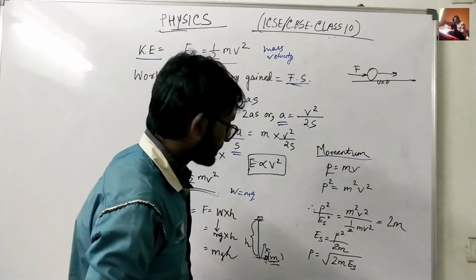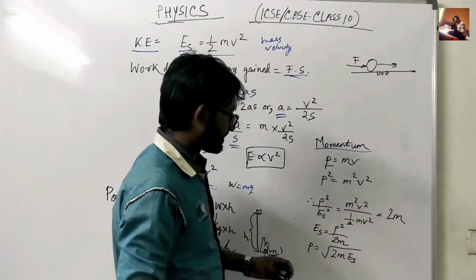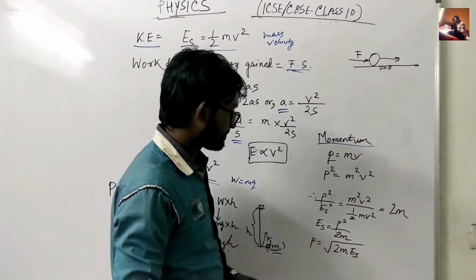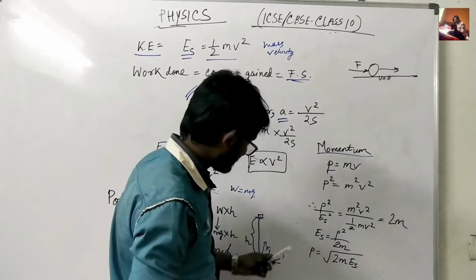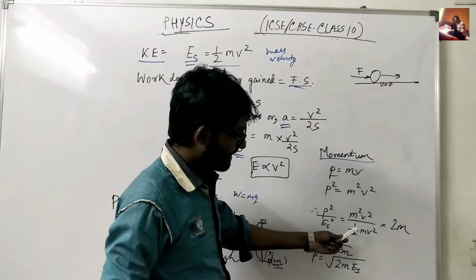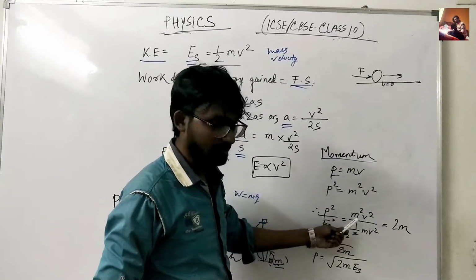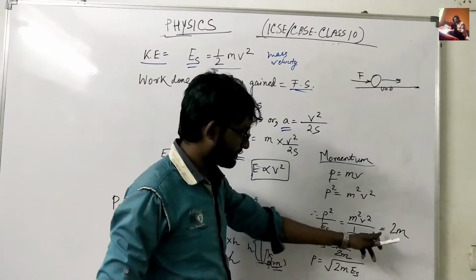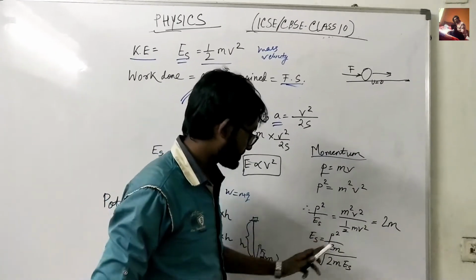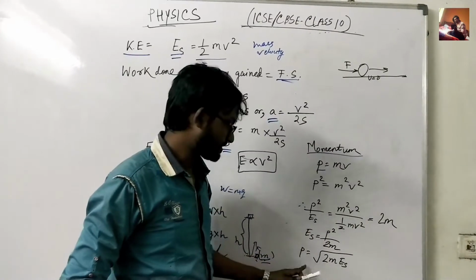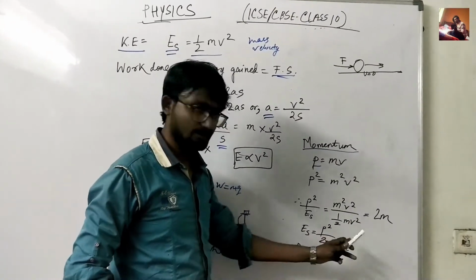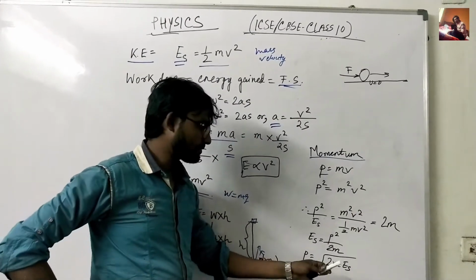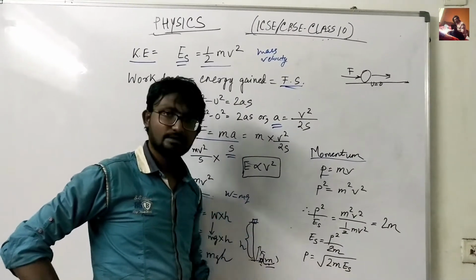So what is happening over here? P square by Ek gives m square v square above and half mv square below. So basically it comes out equal to 2m. So Ek equals P square by 2m, and P equals the square root of 2m Ek. So basically momentum is the square root of 2m into kinetic energy.